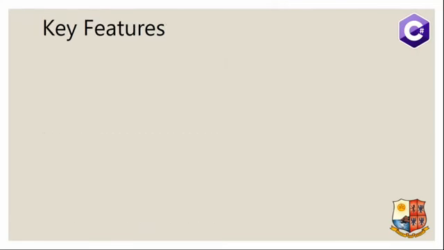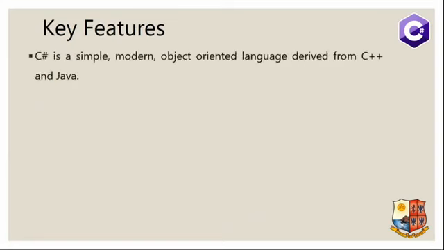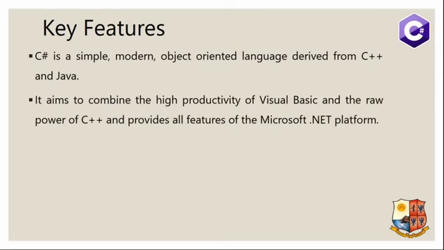Key features. All right, what are the features of C Sharp? Whatever you have learned in Java, I can say that the same features will apply here. It is a simple, modern, object-oriented programming language. It is derived from C++ and Java. So for people who have already come across these two languages, it's nothing new. And it aims, and this is very important, guys, to combine the high productivity of Visual Basic.